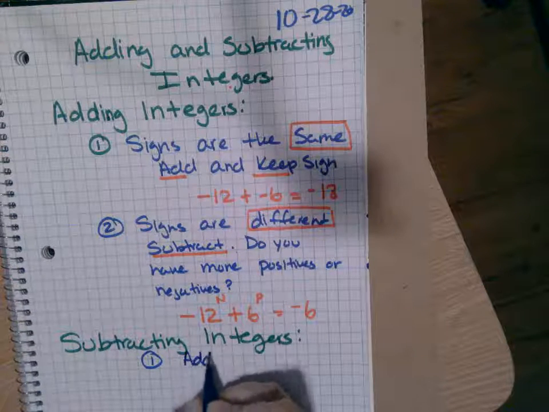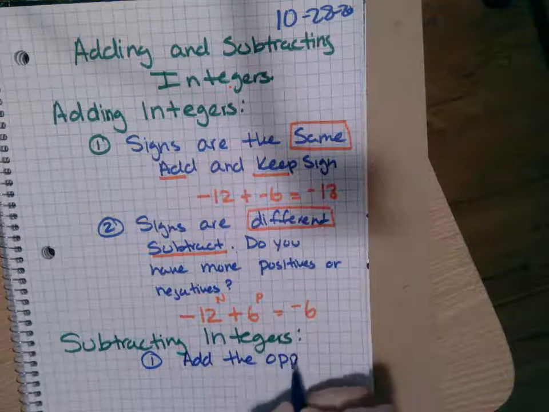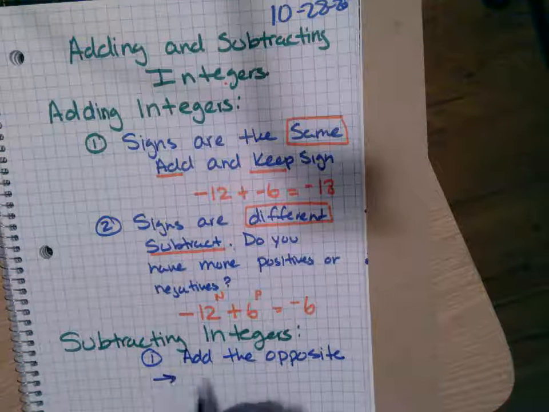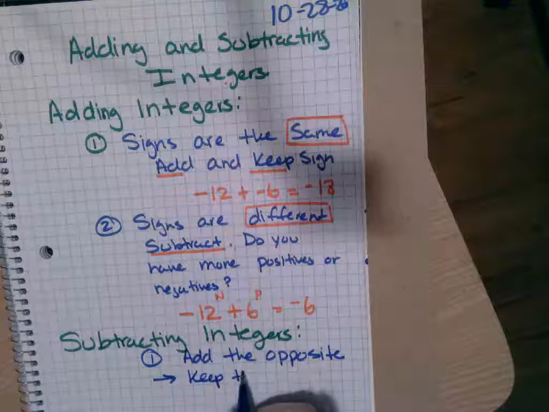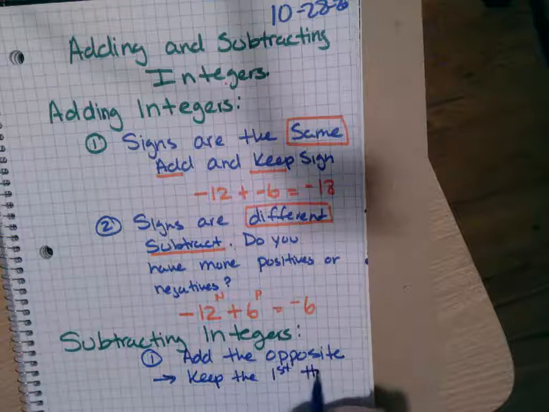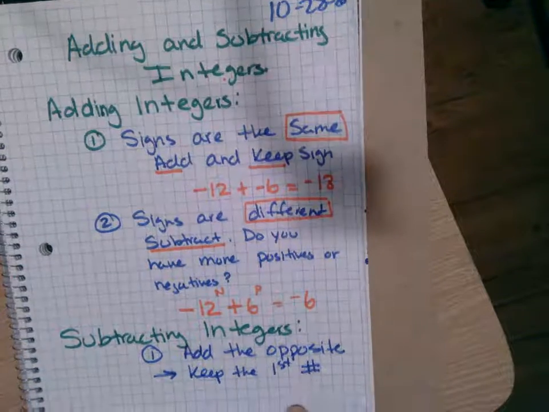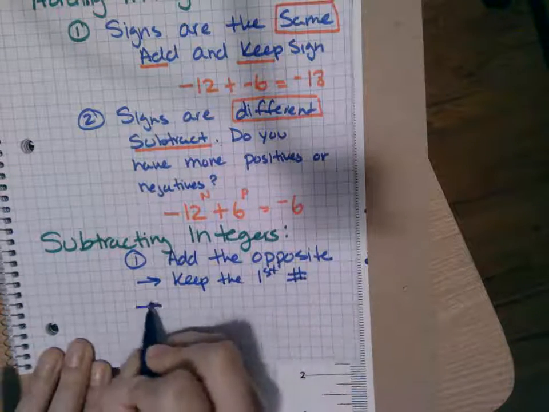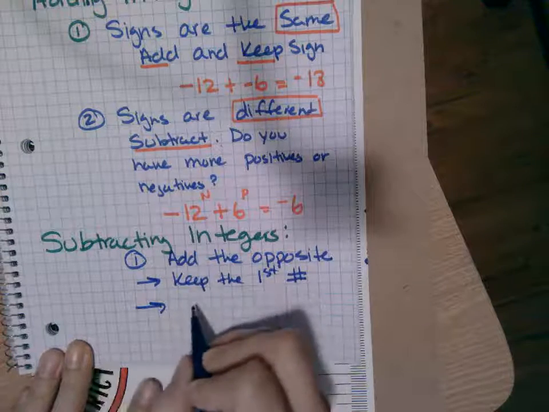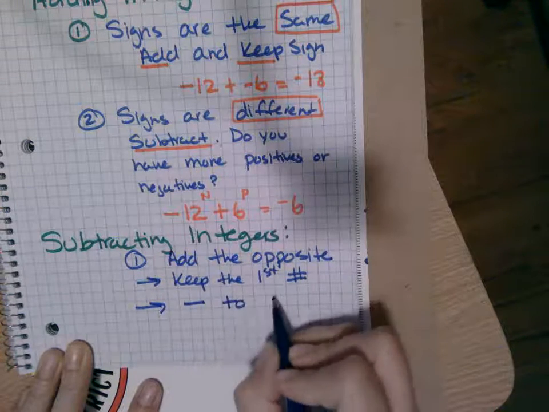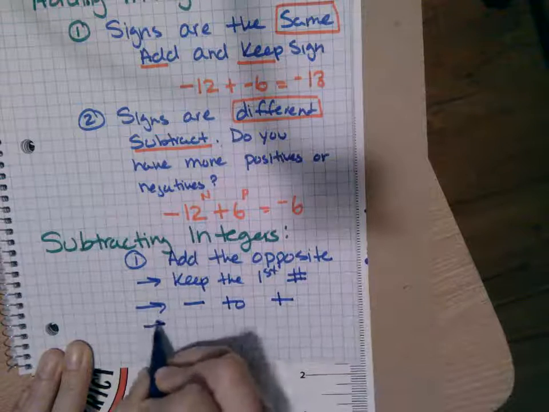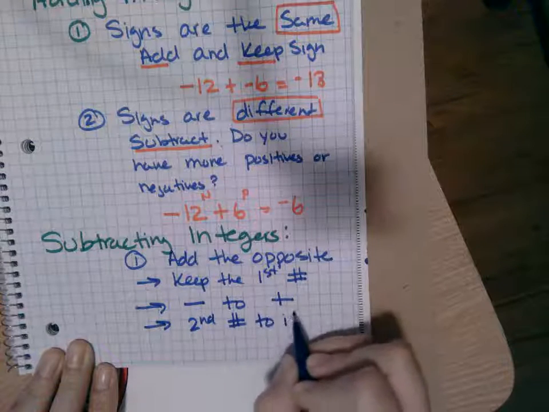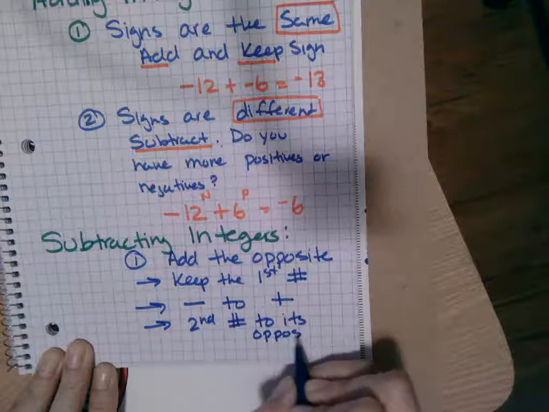Did I ever tell you about add the opposite? Did I ever say that? Not sure if I did. So what happens is you keep the first number. It's not hashtag, it stands for number in math. So subtracting integers: add the opposite. Keep the first number, change subtraction to addition, and then change the second number to its opposite.